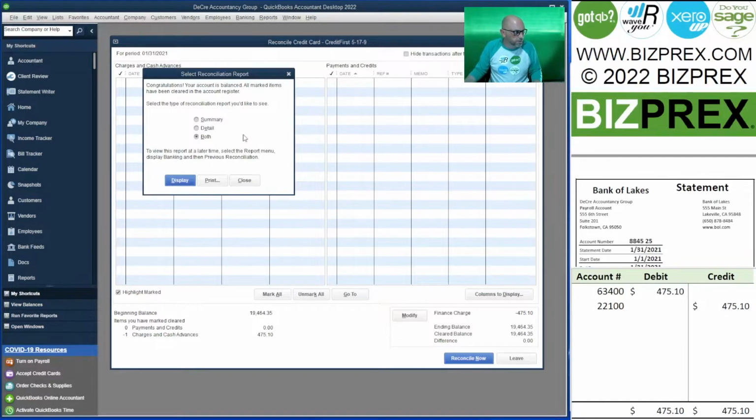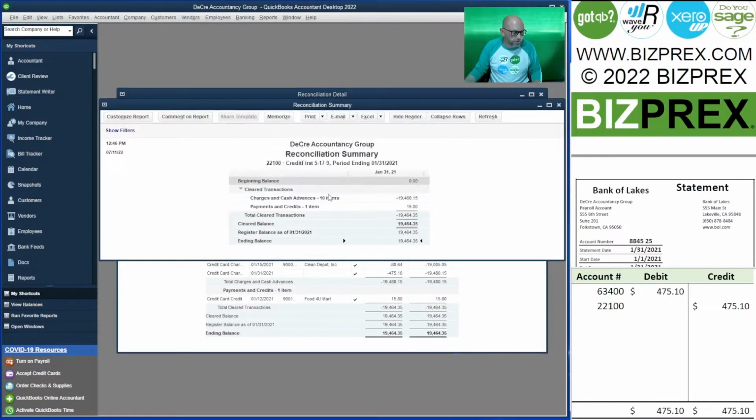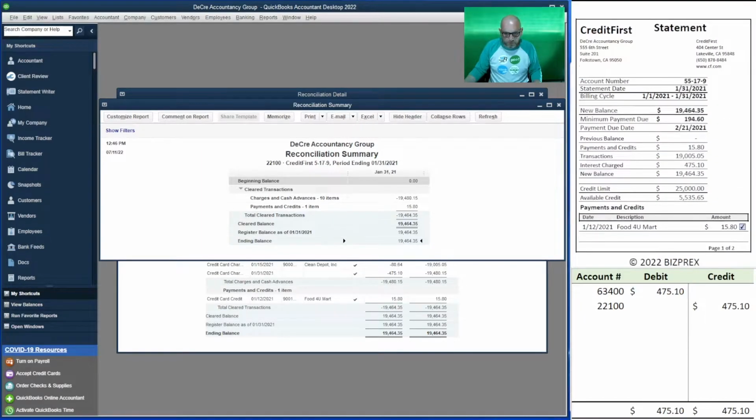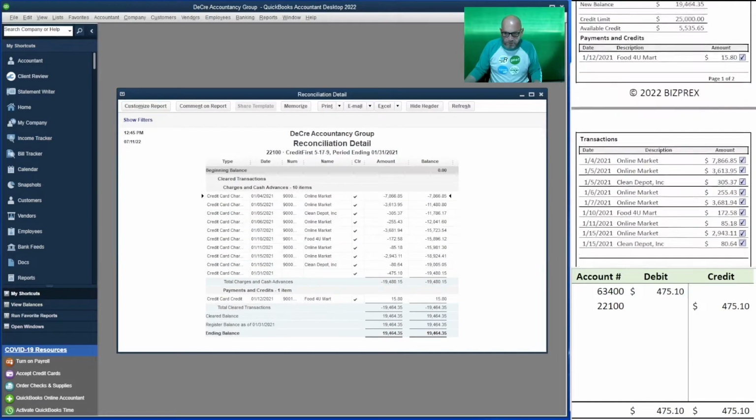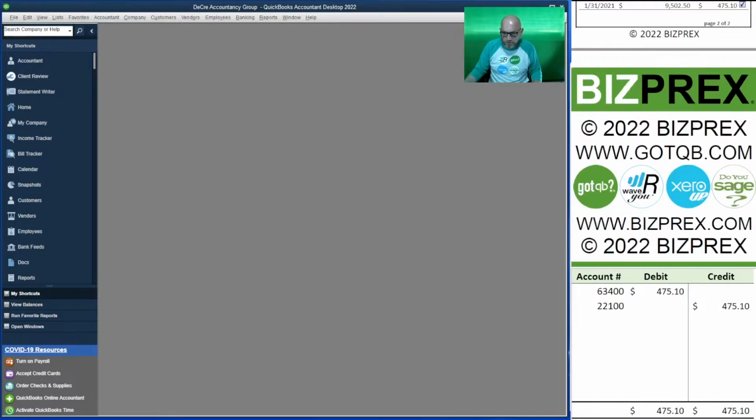Okay, now it gives us an option. Congratulations, your account is balanced. What do we want? Select the type of reconciliation report. I typically want both. Display. Okay, so again, let's go back for a second. New balance, that's our ending balance. All is good. Payments, credits, right here, all is good. And then we have the details. So I typically print both and attach them to the statement. All right, so this one is done.